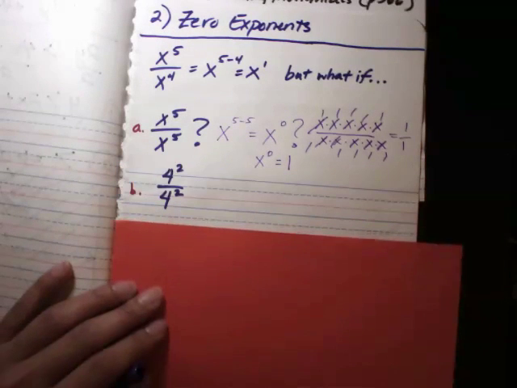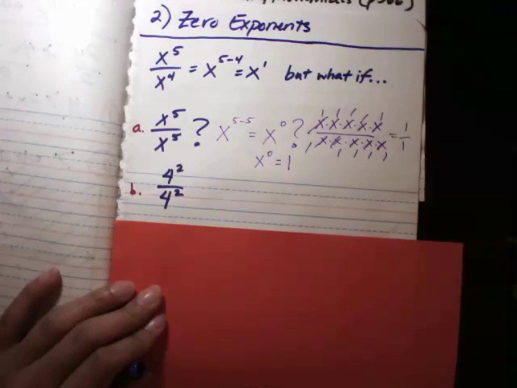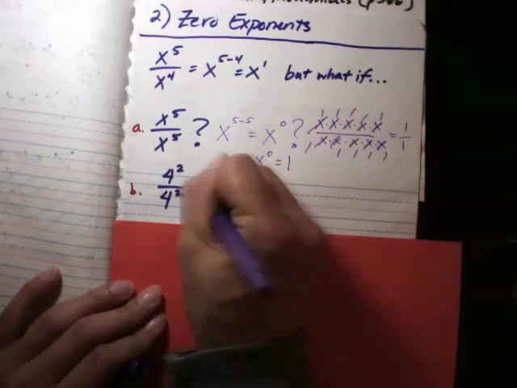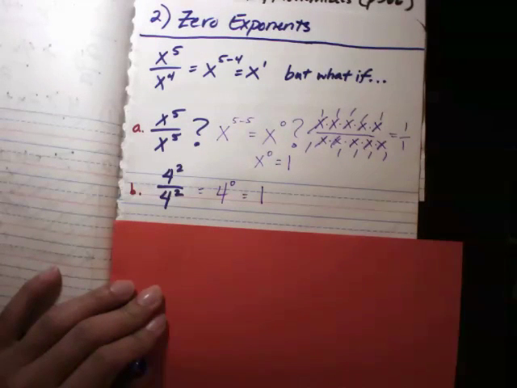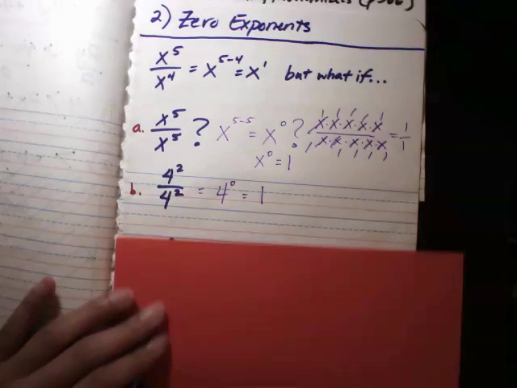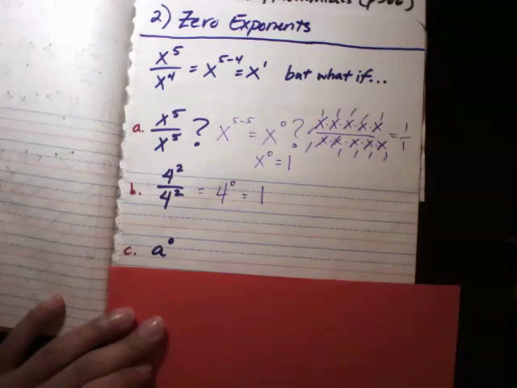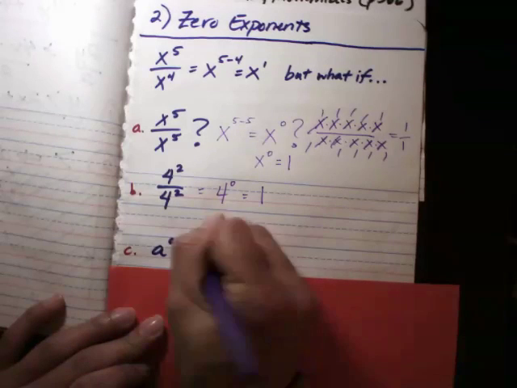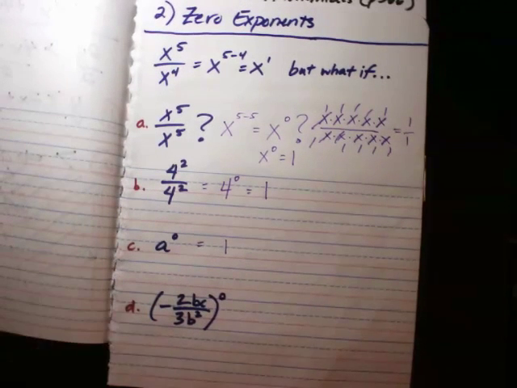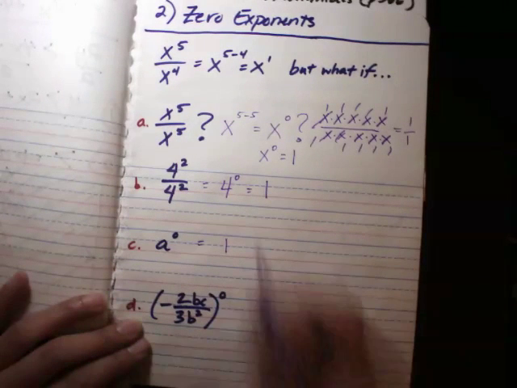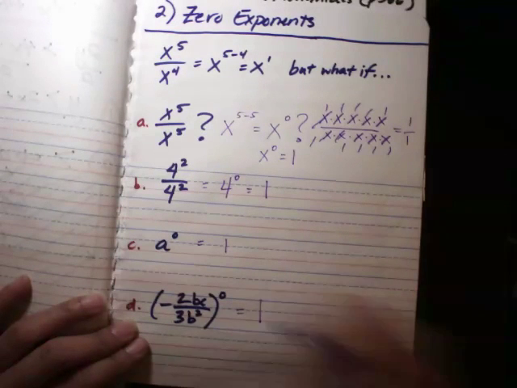Let's try this. What happens here? If you worked it out, this is 4 to the 0, which is the same thing as 1. Are you starting to see a pattern? A to the 0, same concept, would also be 1. If you have a situation like D, any exponent to the 0 power, we can follow that pattern, is going to be 1.